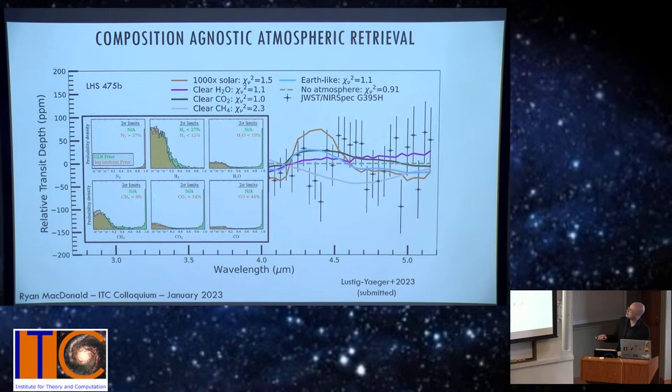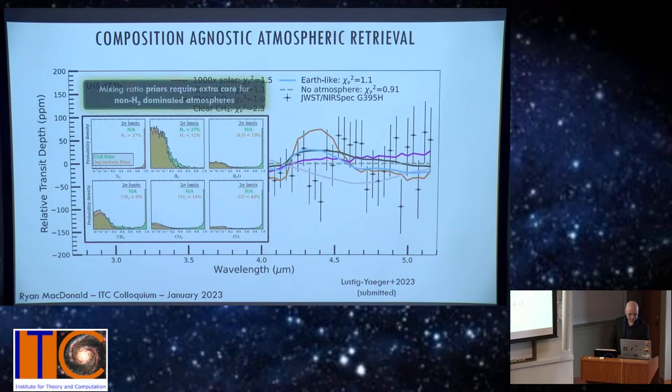Incidentally, this transformation was originally developed in the context of geology and sample analyses. So it's exciting that some of these principles from other disciplines are now starting to move into the realm where we need to consider them in the context of exoplanets. So priors are really important when we don't know what the background gas actually is.